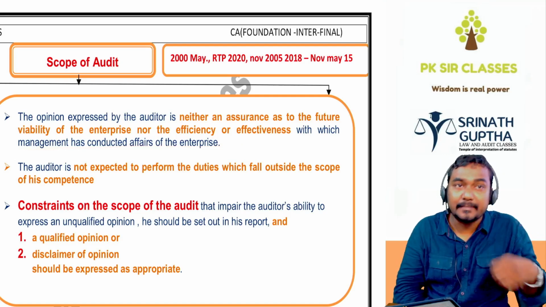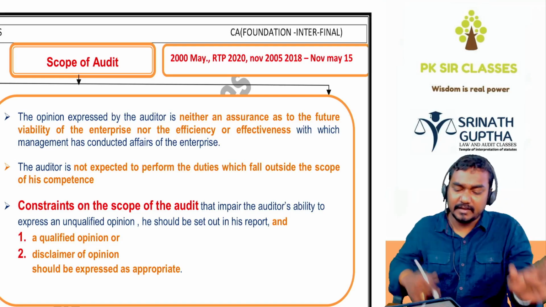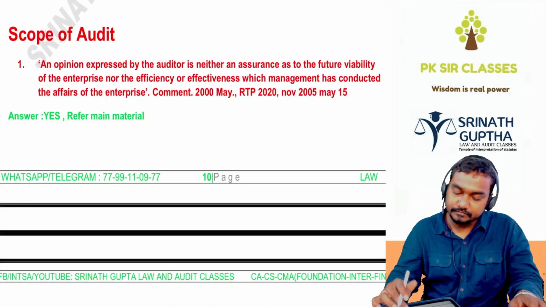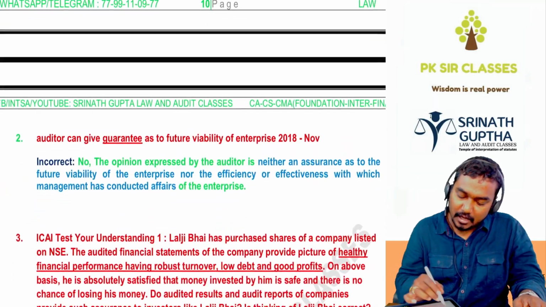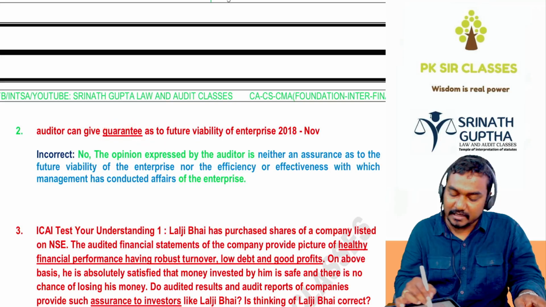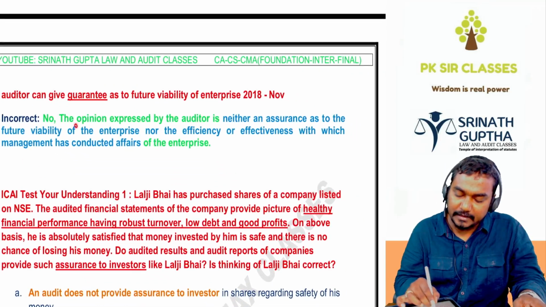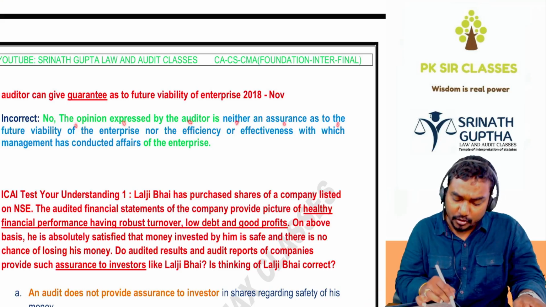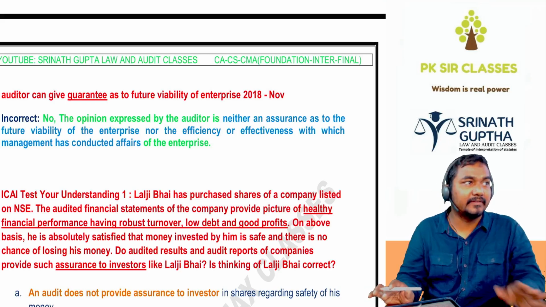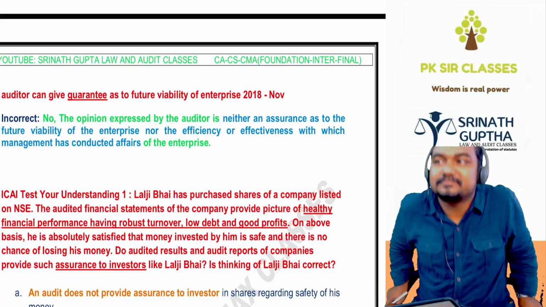As on today, I am giving my opinion. So we will not give any guarantee for the future of the enterprise. Yes or no? Next, the auditor can give a guarantee as to the future of the enterprise? No, incorrect. The opinion expressed by the auditor is neither an assurance as to future viability of the enterprise nor of the efficiency of the management. We will give only an opinion as on today based on the financials. Clear?